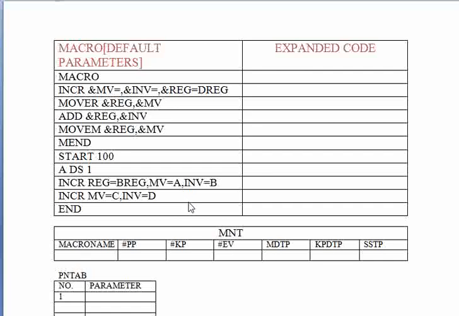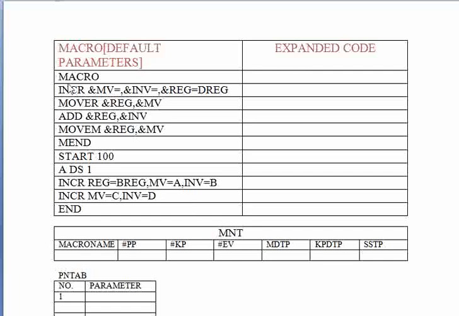Expansion is very similar to the keyword parameters that we've seen in the previous examples or the previous video, except that the default value will be considered first. If in the macro call the actual value is written, then it gets overwritten. So we'll look at how the expansion is done if the macro contains default parameters.